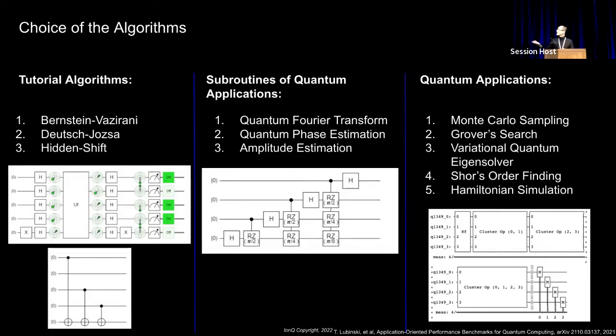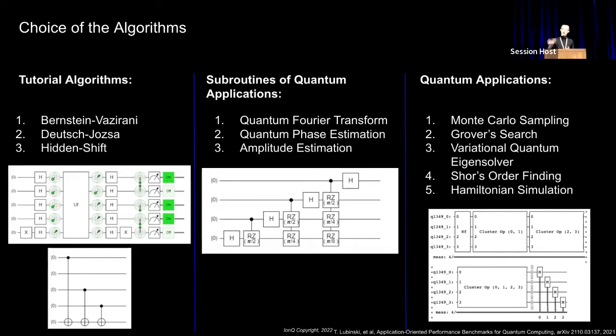And then the second type is the subroutines of quantum applications, such as quantum Fourier transform, quantum phase estimation, and amplitude estimation. So these are widely used in many quantum applications. For example, QFT and QPE are used in quantum chemistry for estimating Hamiltonian energies for some molecules or materials. And the last type is actual quantum applications.